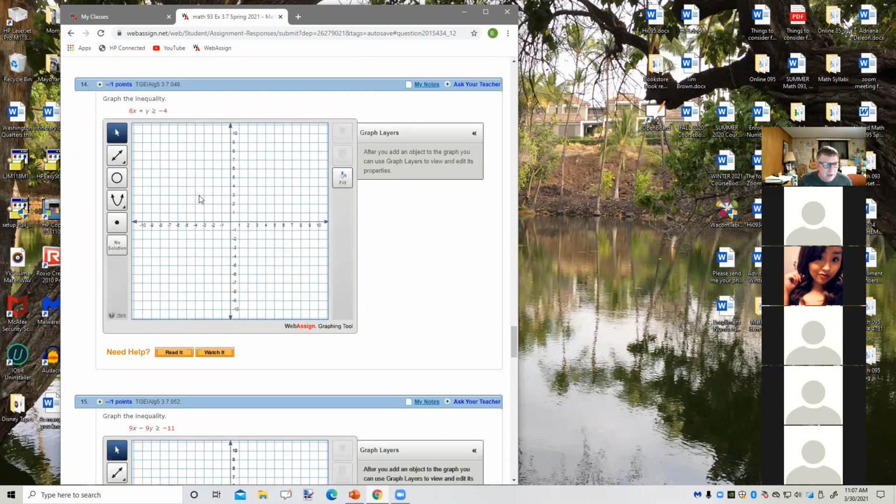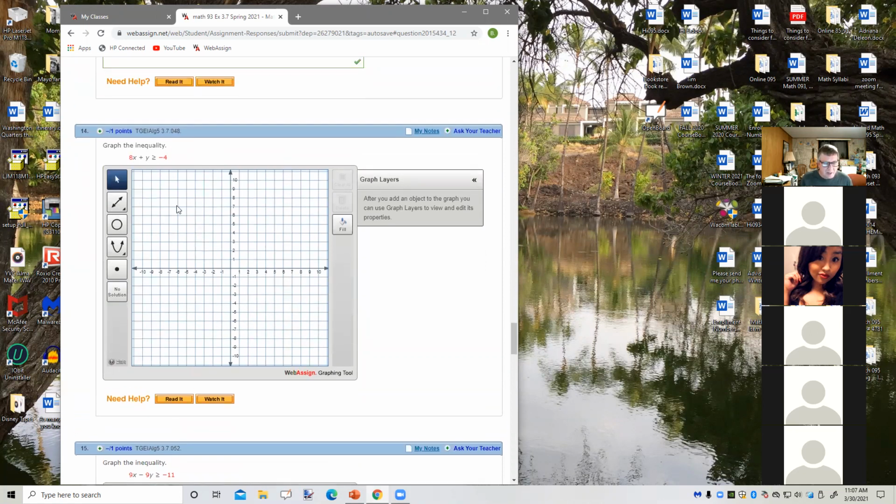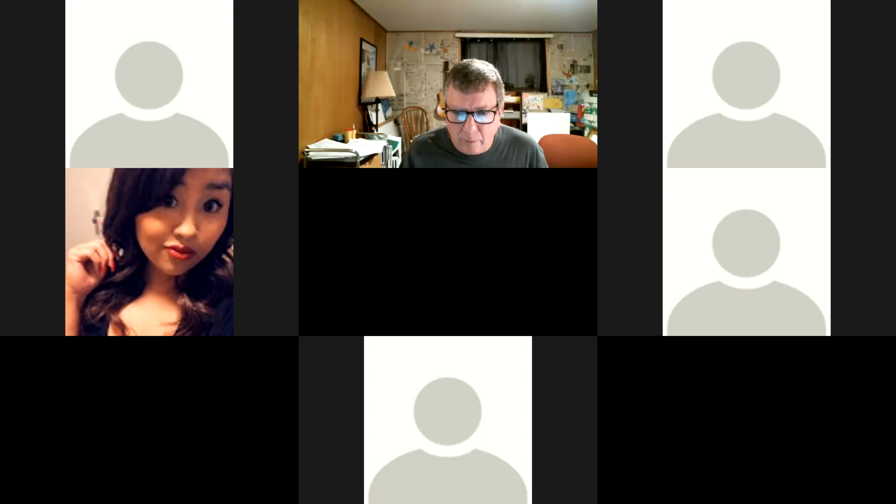Let's do this one that same way. Let's use slope-intercept form. So we've got 8x plus y greater than or equal to -4.